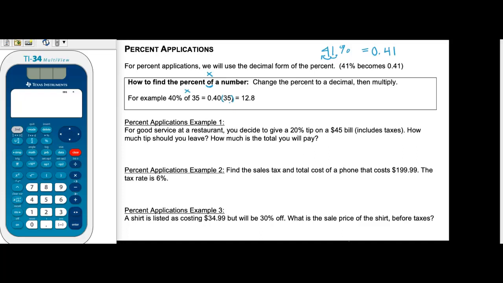For good service at a restaurant, you decide to give a 20% tip on a $45 bill, and this includes taxes, which means we don't have to worry about adding taxes at the end. How much tip should you leave, and then how much is the total you will pay?